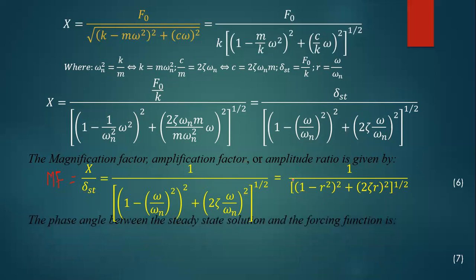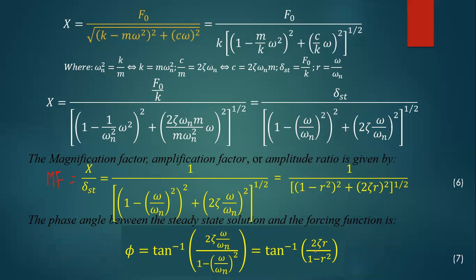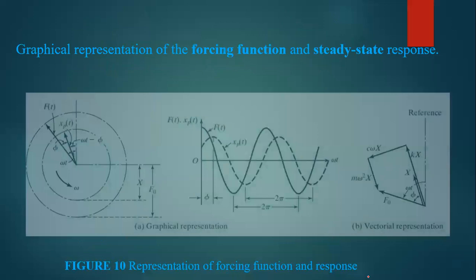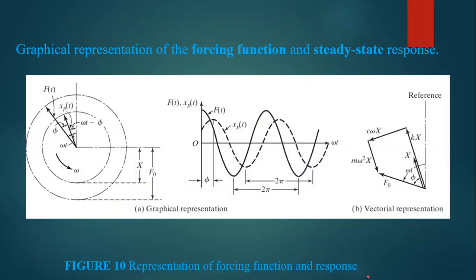So tan phi is also represented with this expression, 2 zeta r over 1 minus r squared, where r is omega over omega n. Okay, so let's see graphically how we can plot this.